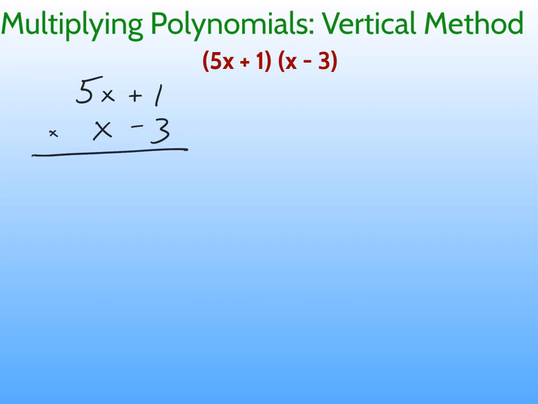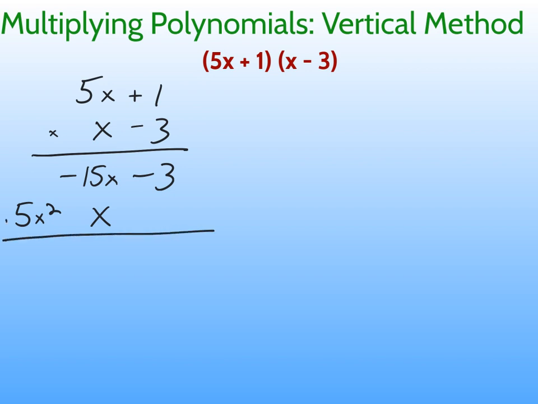And now we're going to do just like we do with regular numbers. So you're going to start with this negative 3 times 1, negative 3, and then you'll do the negative 3 times the 5x, and you get negative 15x. Then you have to do the x times the 1, which is just x. And remember to line it up with the like terms. So the 15x and the x are lined up with the same terms. And then finally, the 5x times the x, you get 5x squared.